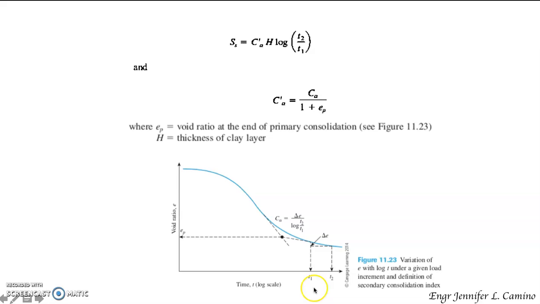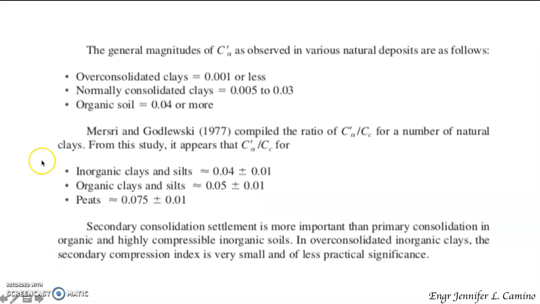So we have here a figure showing the variations of e with log t under a given load increment and the definition of the secondary consolidation index. So the general magnitude of C sub alpha prime as observed in various natural deposits are as follows. For overconsolidated clay, it is 0.001 or less; for normally consolidated clay, it is 0.005 to 0.03; for organic soil, it is 0.04 or more.